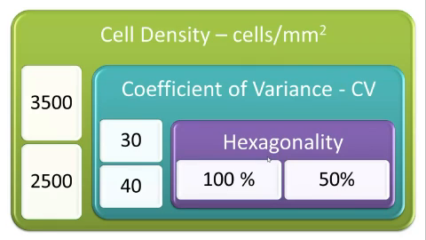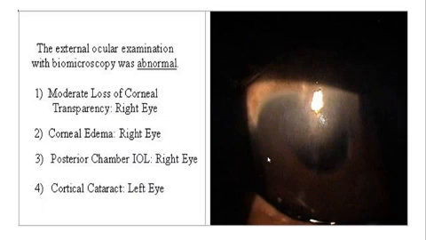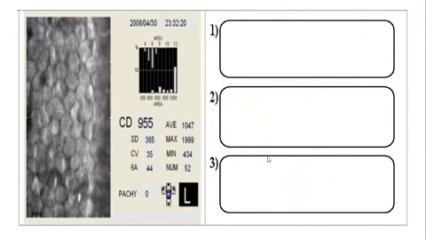So this is a case scenario in which one eye is having corneal edema. There is a posterior chamber IOL present in the right eye. Now there is a left eye that has to undergo cataract surgery. So the question is, how is the specular printout? Now this is how the specular of the left eye is looking like.